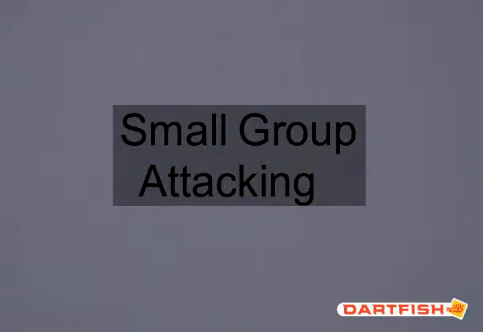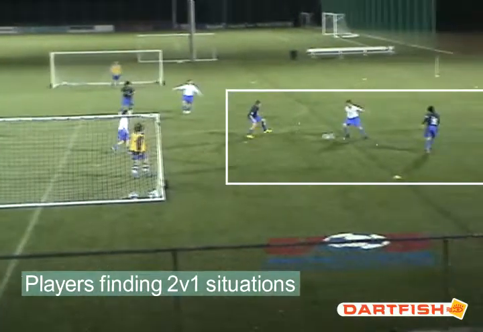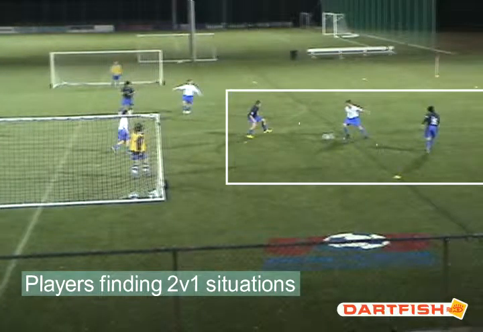We're now going to look at small group attacking scenarios in 5 versus 5 and 7 versus 7 playing format. Here we have a first situation where we have two blues playing against one white defender, and they simply play behind the white defender and turn and quickly go to goal.